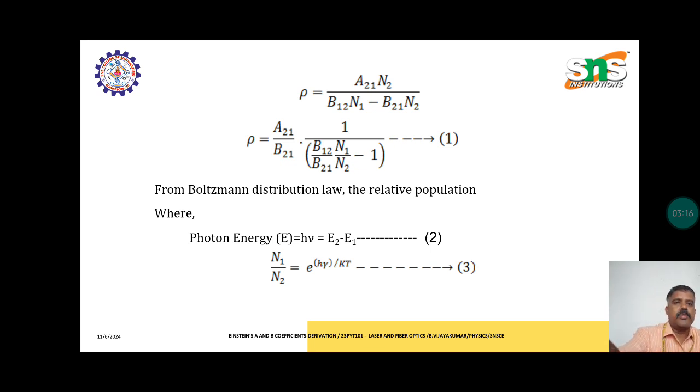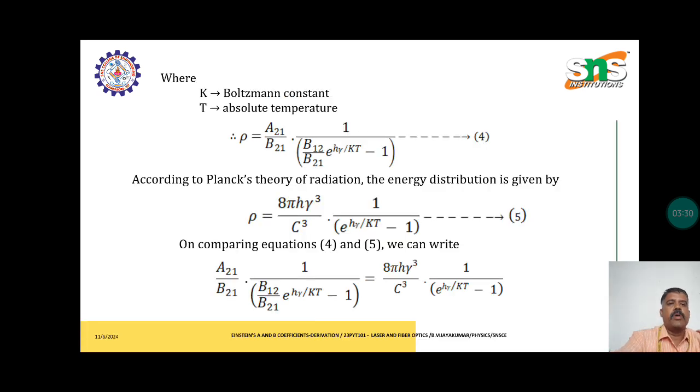Then photon energy, we know that E equals h nu. Then the Boltzmann distribution law: the relative population n1 by n2 equals e power h nu by kT. So we substitute into the previous equation, and we get the fourth equation. k is the Boltzmann constant and T is absolute temperature.